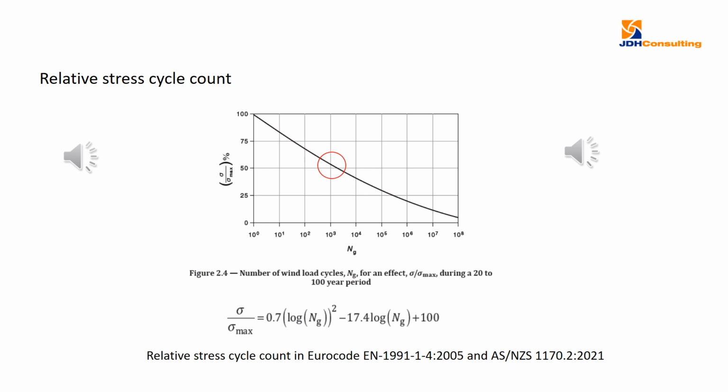Now, this graph and function originated in Europe in the 1980s in a publication by the European Convention for Structural Steel, and then later on it appeared in the Eurocode for wind actions and the Australian-New Zealand standard for wind actions. They're listed down the bottom there, and you'll also see the equation for the curve shown at the bottom of the slide.